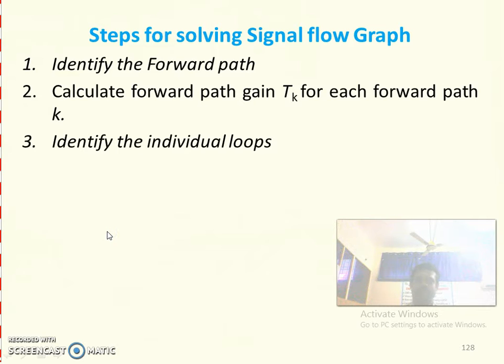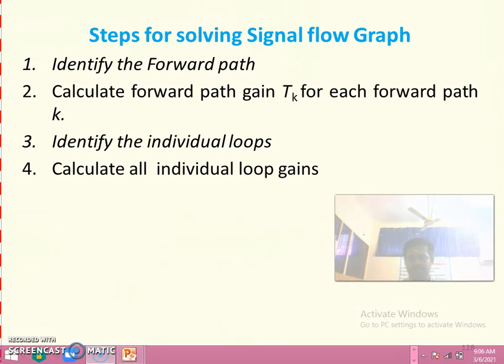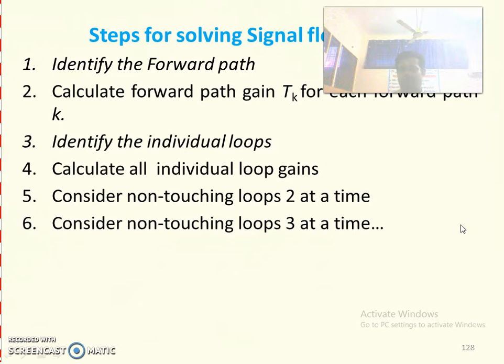Third, we have to identify the individual loops, that is, how many individual loops the particular signal flow graph has. After identifying the individual loops, we have to calculate all individual loop gains. After that, we have to consider non-touching loops two at a time. So the next step is to identify the two non-touching loops. Next we have to identify the three non-touching loops at a time.